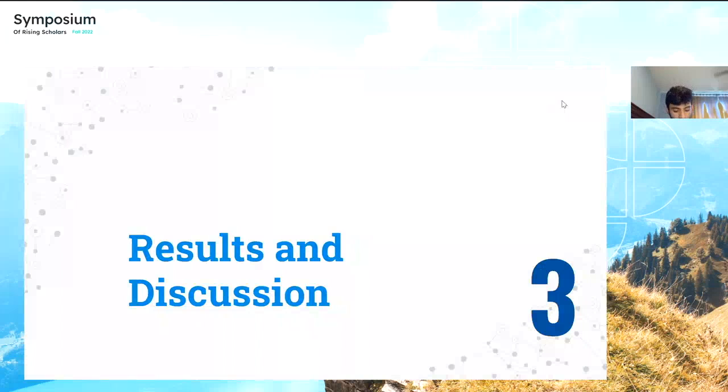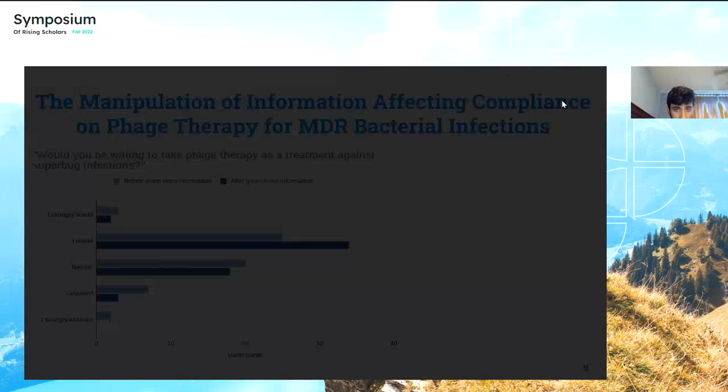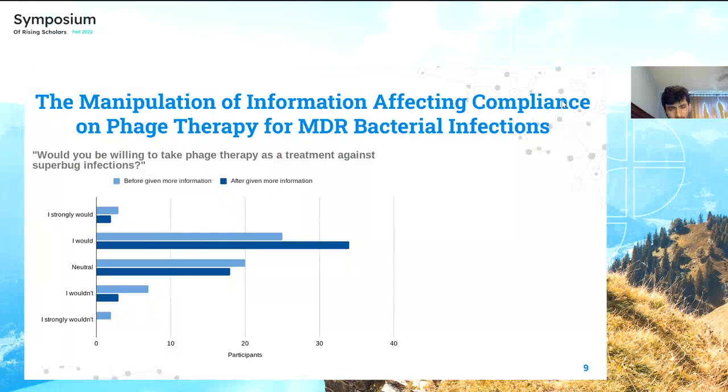So now going into the results and discussion. In this first question, they were given a brief description of phage therapy, and they would answer a certain question. Later on in the survey, they'd get another type of description, and then they'd get the same exact question. I tried to see how the answers would vary between the two and how the description mattered. The question was, would you be willing to take phage therapy as a treatment against superbug infections? Superbug infections are, like I was talking about before, multi-drug resistant bacteria. They both mean the same thing.